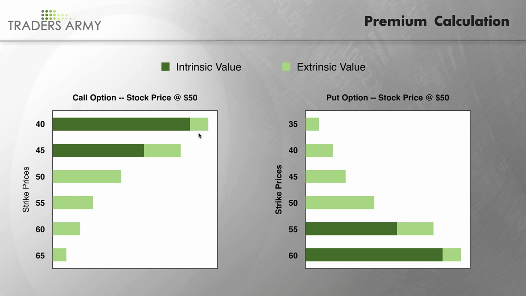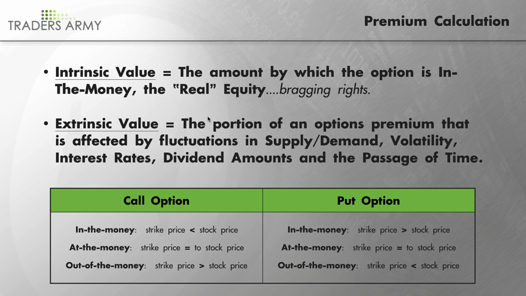Now, this light green box is what's known as our extrinsic value. Extrinsic value is the portion of an option's premium that is affected by fluctuations in supply and demand for the options. That's known as implied volatility. So if there is great demand for those options, a lot of willing buyers and not a lot of willing sellers, those premiums are going to go higher in price due to that fluctuation in expected volatility.